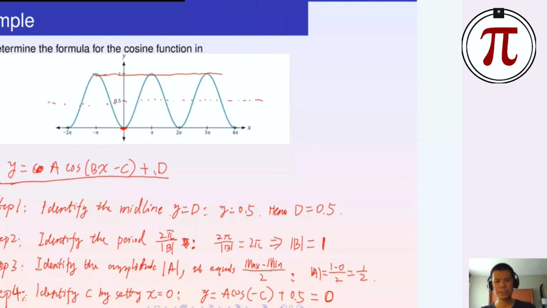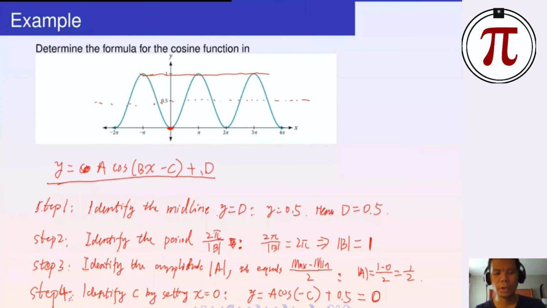Now let's just draw. Consider this cosine curve and how we can change the cosine curve to that. The cosine curve is from here, right?